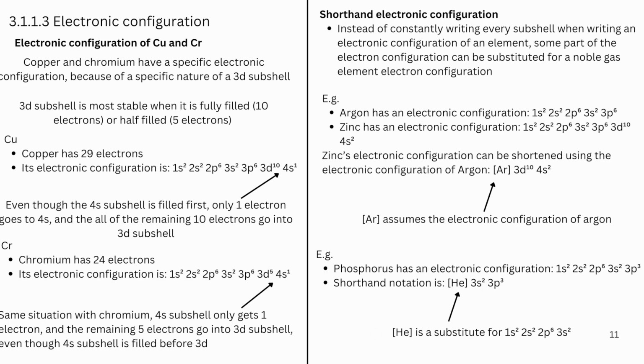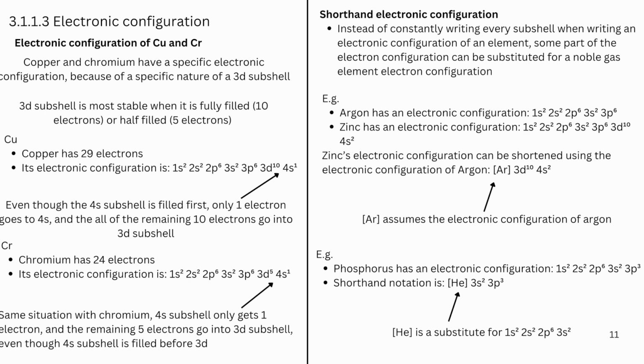But as always in chemistry, there are some exceptions. You might have noticed that the d orbital has interesting behavior, in the way it does not behave as other orbitals. And one of the features of the d orbital is that it is the most stable when it is fully or half filled with electrons. And because of that, the electronic configurations of copper and chromium are not what you think they are.